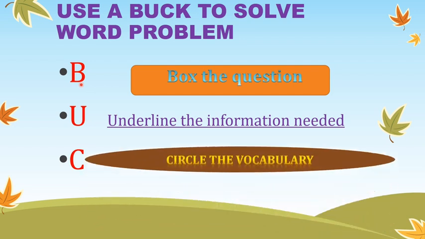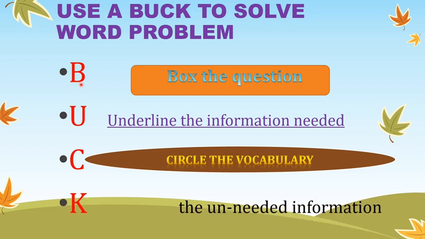Now, here, circle the vocabulary means you will find certain keywords and those keywords will be your helping hands to find out what mathematical skill you have to apply, what basic operation you have to use to solve the word problem. And the last letter is K, which says knock out the unneeded information. Now here, whatever is left out is your unneeded information. Now you are going to use this strategy to solve the word problem, which says BUCK.